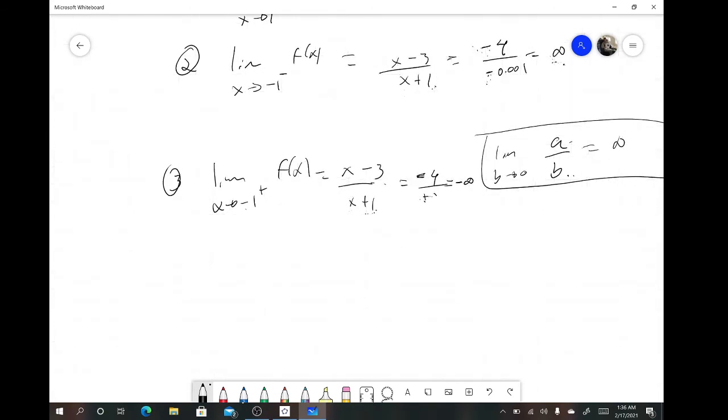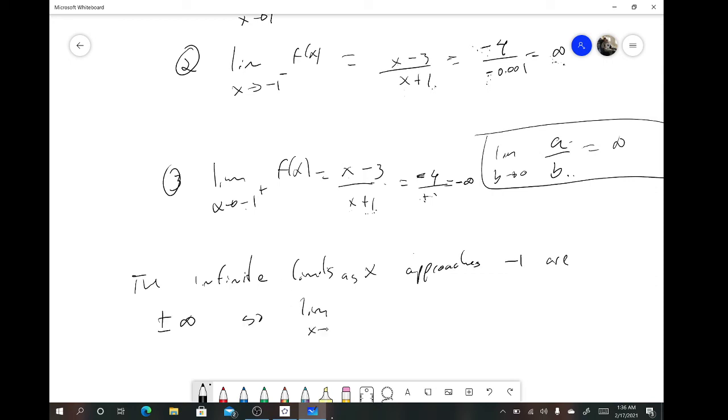So the infinite limits as x approaches -1 are plus and minus infinity. So the limit as x goes to -1, even though we were not asked to find this, does not exist.